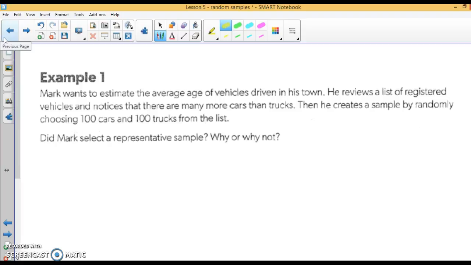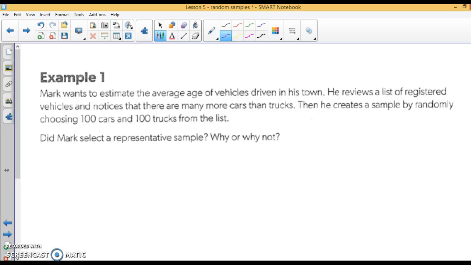Mark wants to estimate the average age of vehicles in his town. He reviews a list of registered vehicles and notices that there are many more cars than trucks. Then he creates a sample by randomly choosing 100 cars and 100 trucks from the list. Did Mark select a representative sample? Why or why not?